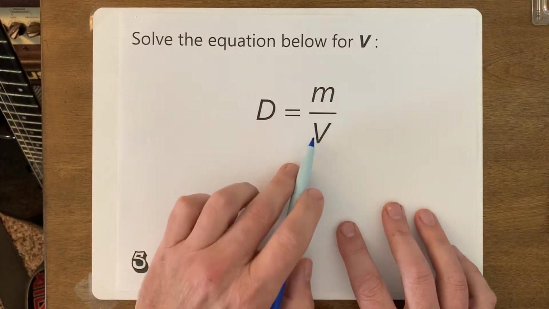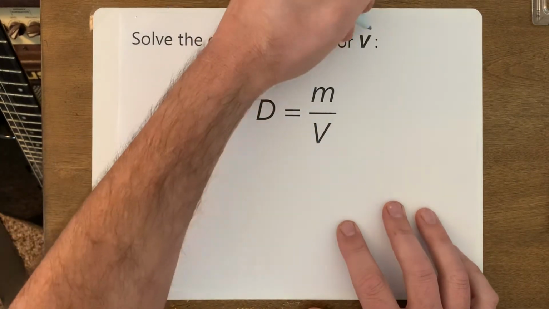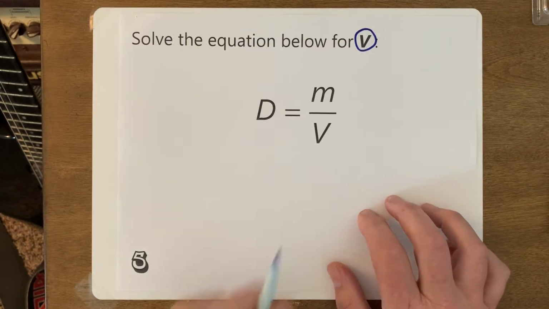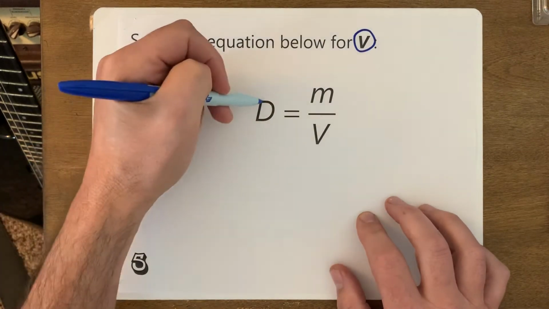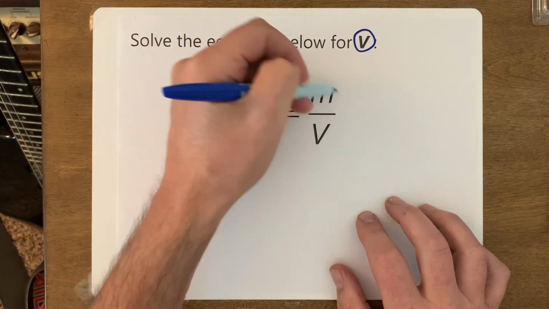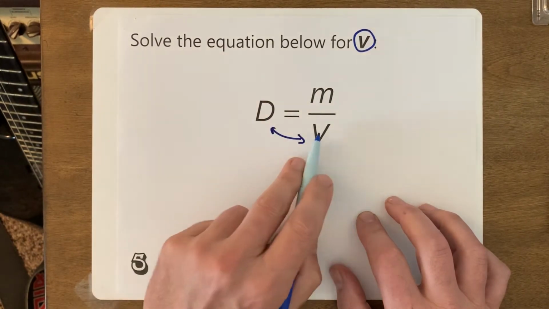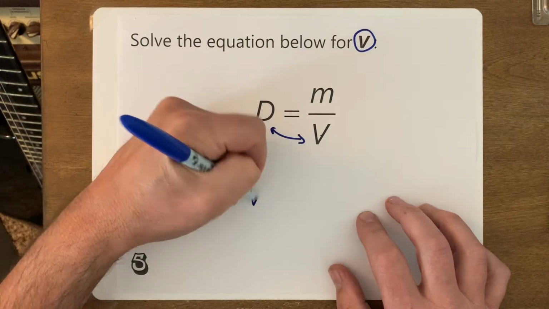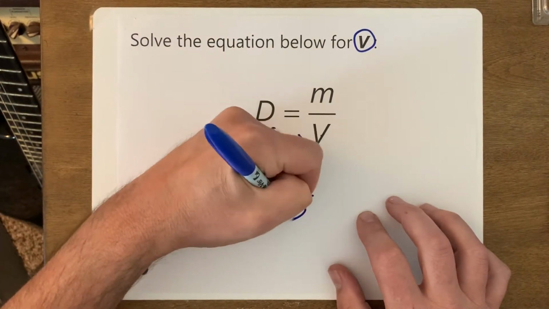D is equal to m over v. D is density, m is mass, and v is volume. Not that you need to know that, but it might help. So we need to solve for v. So how do I get v by itself? I'm going to show you a little trick here. If you have one thing here and a fraction on the other side, you can take these two guys here and here, and you can swap places with them. And so you can immediately get v is equal to m over d.